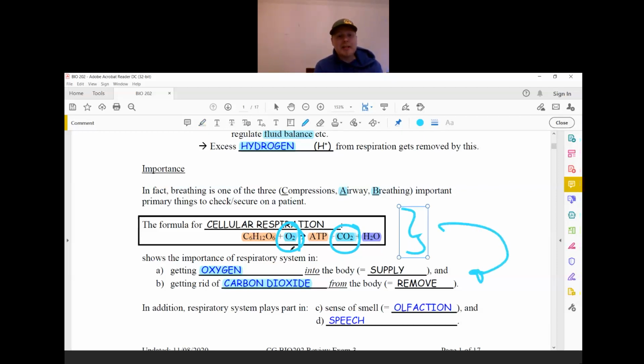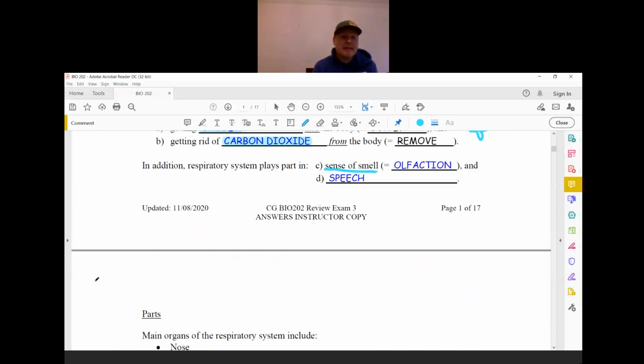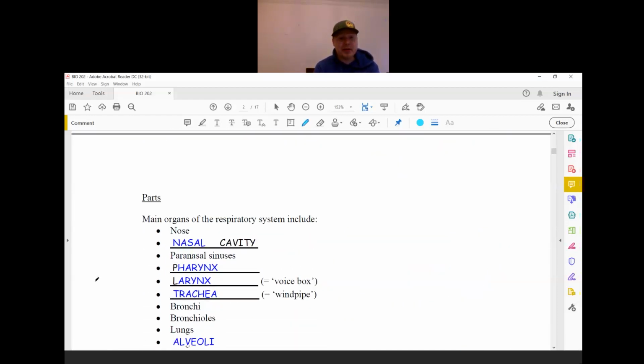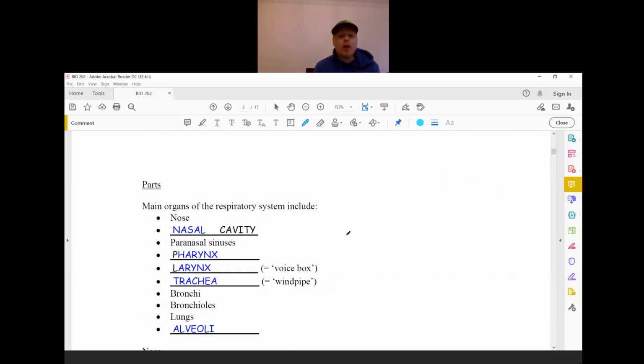In addition to that, the respiratory system had a couple of other important roles. The sense of smell, and the proper term for the sense of smell is olfaction. And also the respiratory system plays an important role in our speech and speech production. Okay, let's have a look at the parts of the respiratory system. So there are main organs, main parts of the respiratory system. We're going to start with the nose, and the external nose and nares.